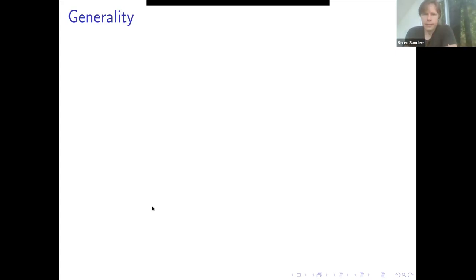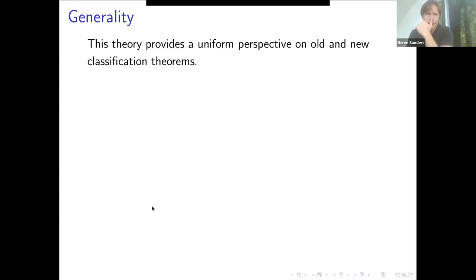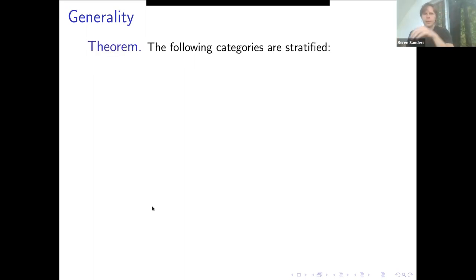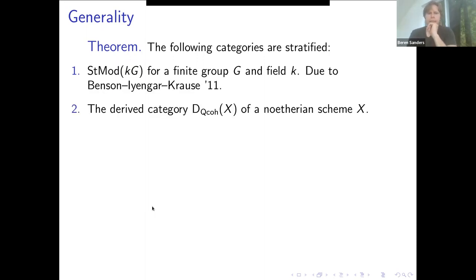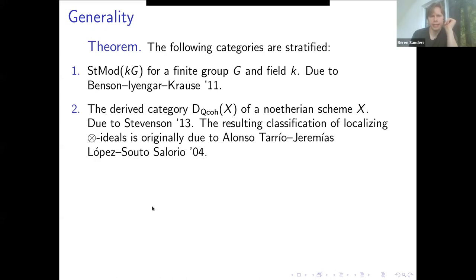And then the third point I wanted to make is about generality. This approach to stratification provides a uniform perspective on old and new classification theorems. So the following categories are stratified. This is collecting results from the literature. The big stable module category of a finite group, due to Benson-Iyengar-Krause. The derived category of quasi-coherent sheaves on a noetherian scheme, due to Greg Stevenson. The classification of thick tensor ideals is actually originally due to Alonso Tarrío, Jeremías López, and Souto Salorio.